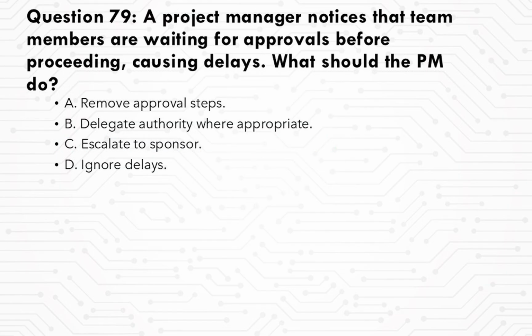Question 79. A project manager notices that team members are waiting for approvals before proceeding, causing delays. What should the PM do? A. Remove approval steps. B. Delegate authority where appropriate. C. Escalate to sponsor. D. Ignore delays. Answer: B. Bottlenecks caused by approvals can be reduced by empowering the team.